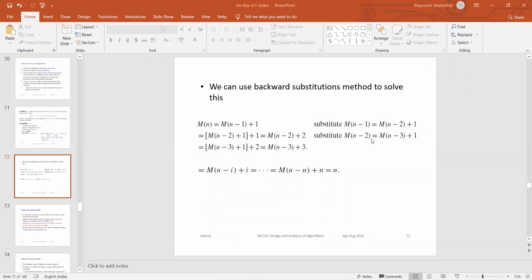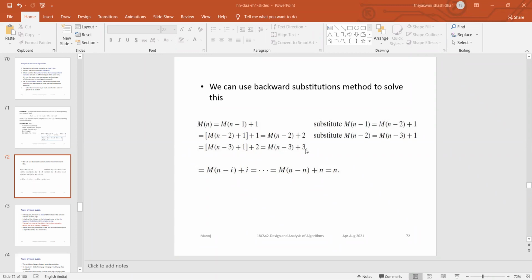Now for m of n minus 2, you substitute m of n minus 3 plus 1. You just keep on increasing by 1. For 1, you keep 2 plus 1; for minus 2, you give minus 3 plus 1. So you can write it as m of n minus 3 plus 1 plus 2, which gives m of n minus 3 plus 3. So finally, you will be writing it as m of n minus i plus i. Go for this particular sequence.